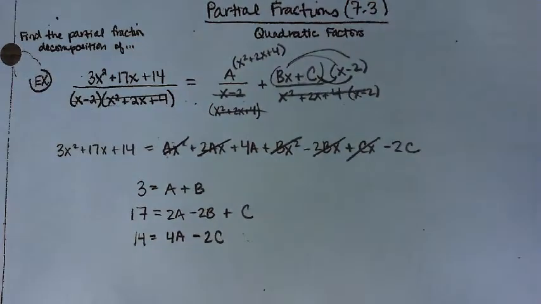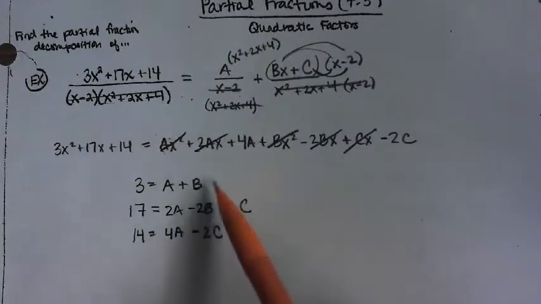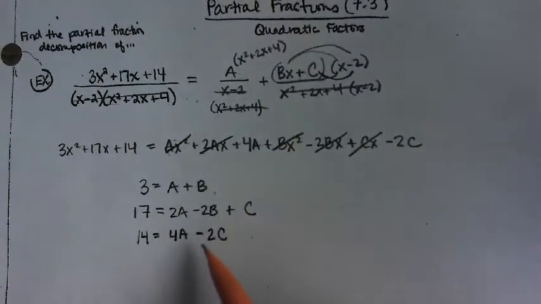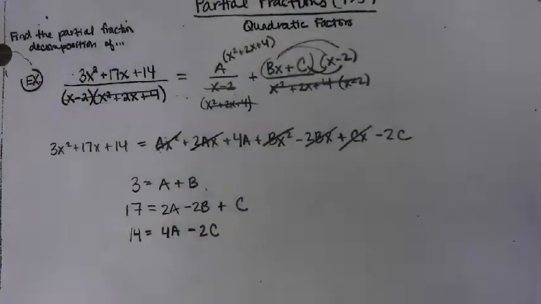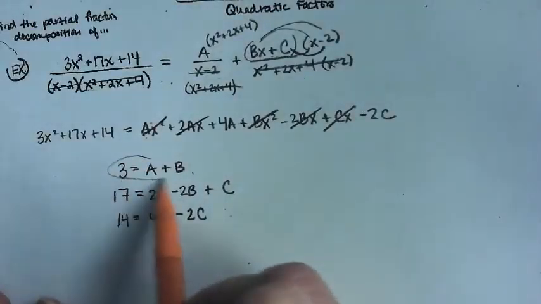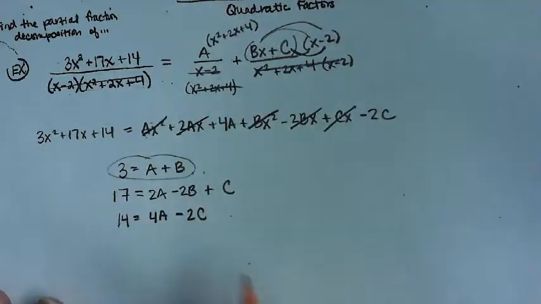So in solving the system, we want to take advantage of the fact that either the c is already eliminated or the b is already eliminated. It doesn't matter. I'll take advantage of the fact that this one, the c, is already eliminated.